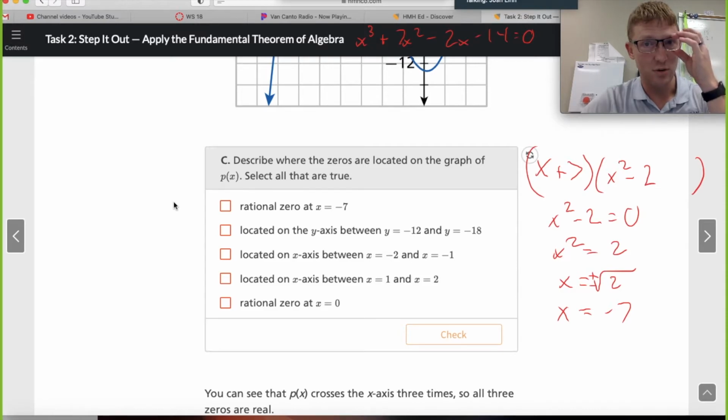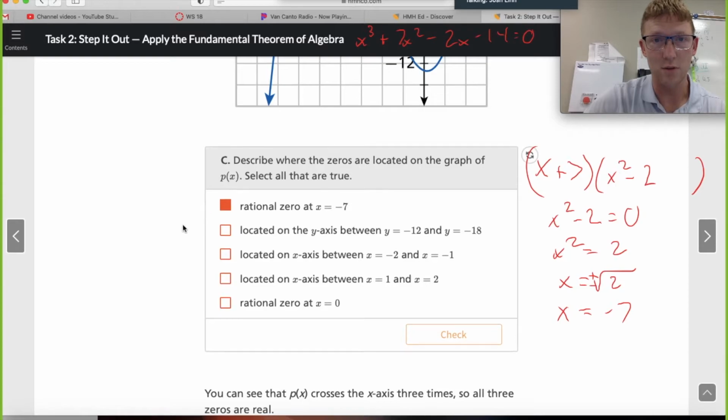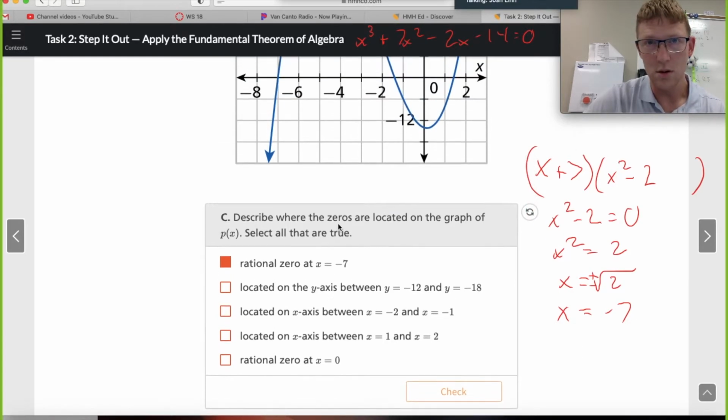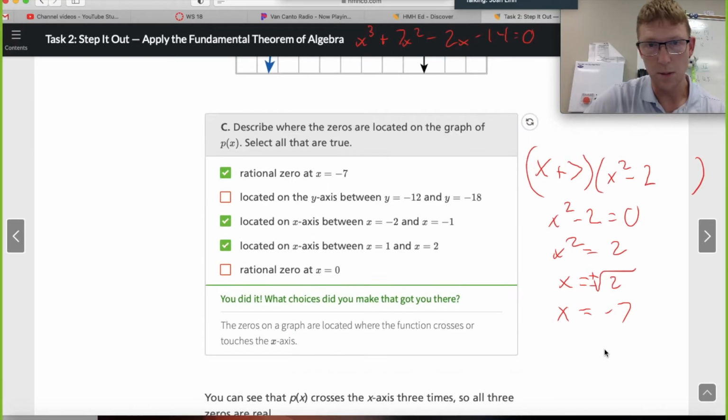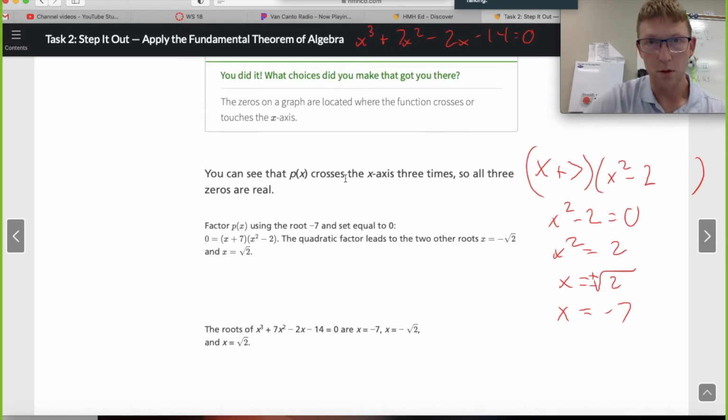Describe where the zeros are located on the graph. Select all that are true. We have a rational 0 at x equals -7. Located on the x-axis between -2 and 1. Yep. And then located on the x-axis between 1 and 2. You can see that p of x crosses the x-axis 3 times, so all 3 zeros are real. They just did algebra here, just like we did, and they solved that x equals -√2 and √2.